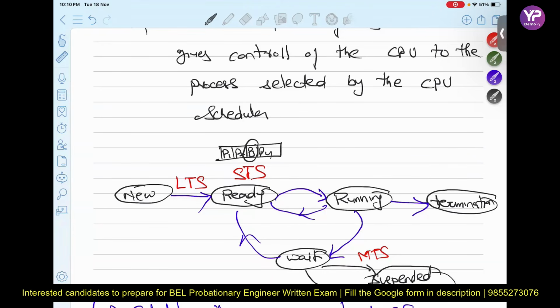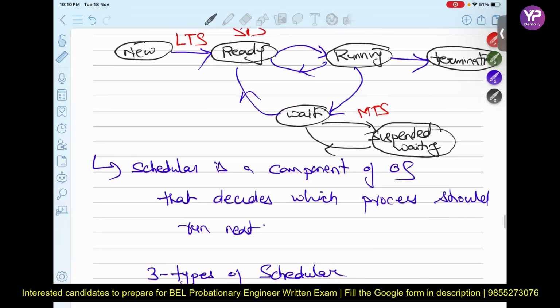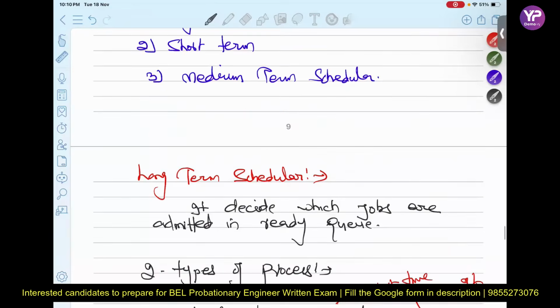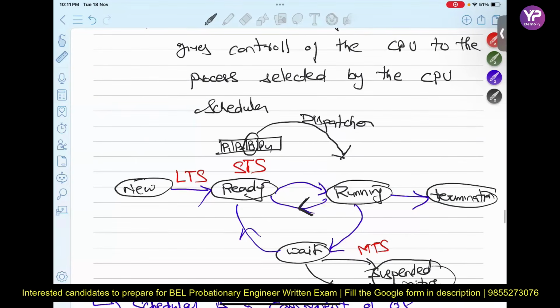Suppose it selects P3. Now it's the task of the dispatcher to dispatch this process and move it to the running state, my dear students. That is the task of the dispatcher. Are you getting my point? Yes, sir. Sure. Can you just tell me why I am writing this backward arrow? If any process fails, it returns to ready.